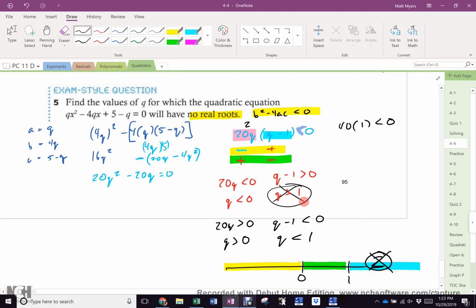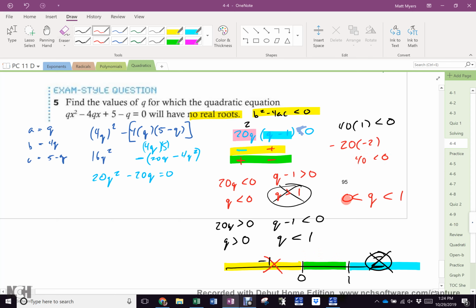Everybody cool? All right. What's an easy number to work with down here in the yellow? We could use -1 this time, couldn't we? Okay, -1. So in that case, what is 20 times -1? -20. And what's -1 minus 1? -2. What's -2 times -20? Positive 40. Is 40 less than 0? So all these guys are dead. What's the only place left? In the middle. I have to be 0, q less than 1.